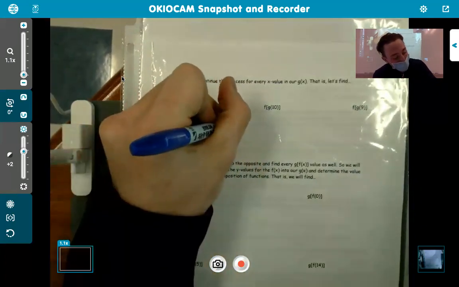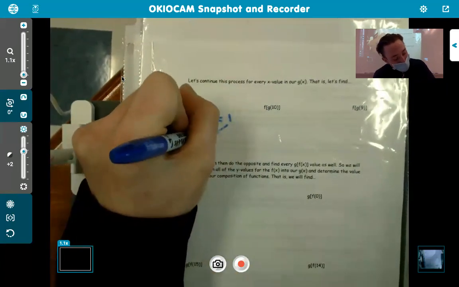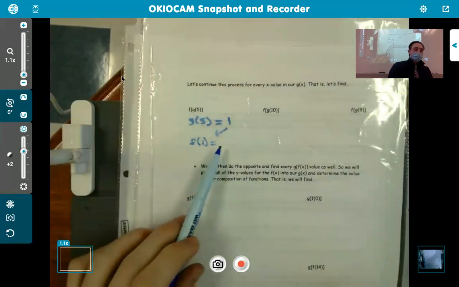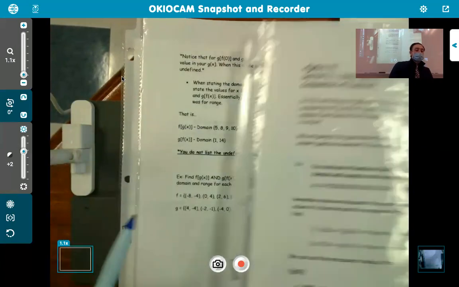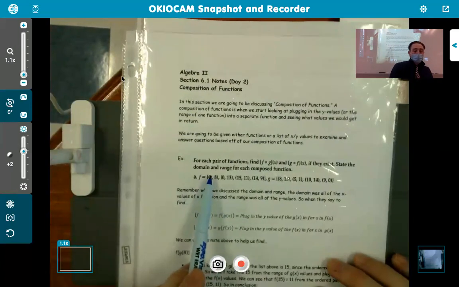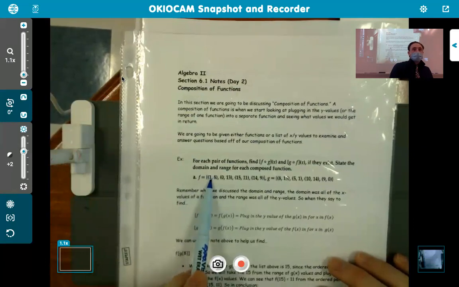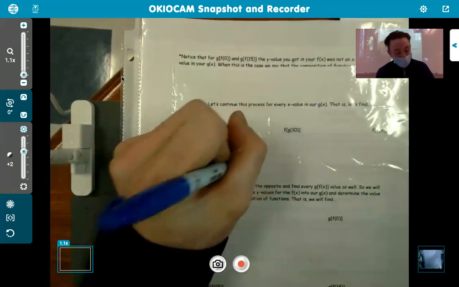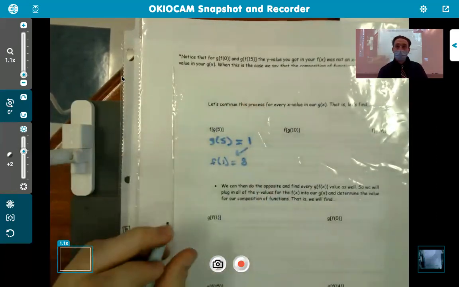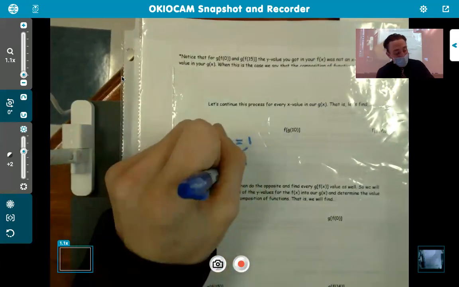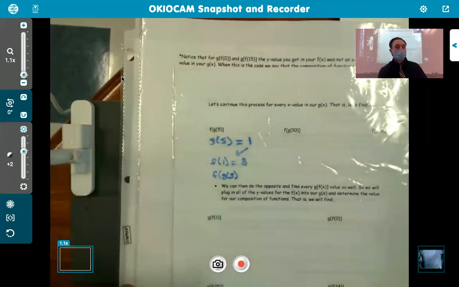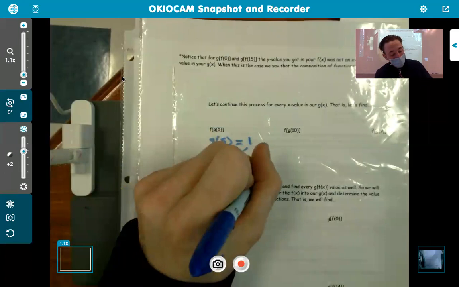And then you're going to take that 1 and plug it into your f of x function. When I do that, I'll go back to my list. f of 1 is what y value? What's the y value for f of 1? 8. Right, that's all we're doing right now. So f of g of 5, when we plug in 5 to that composition, we get 8.